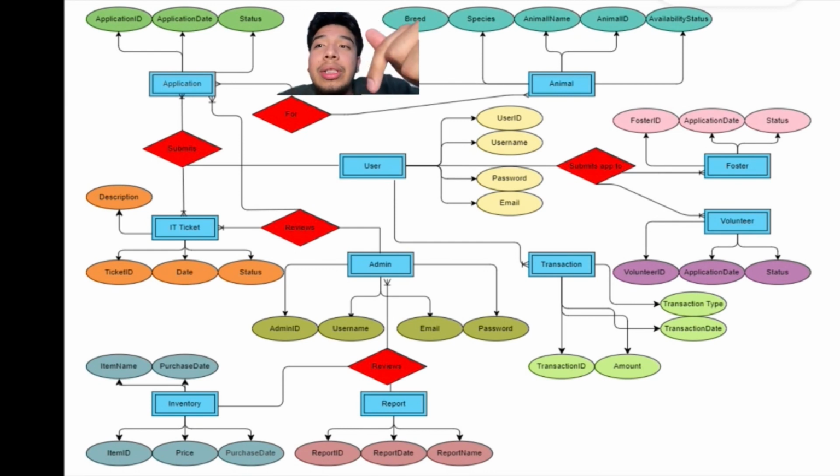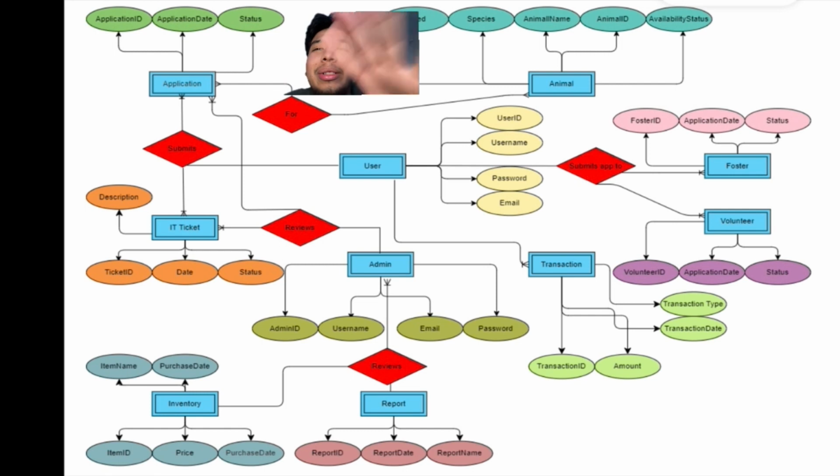So the user submits either an IT ticket or an application. It could go either way, and the relationship for that is one user can create many applications and many tickets. You can see all the attributes for the applications, for the IT tickets, and for the user right there.